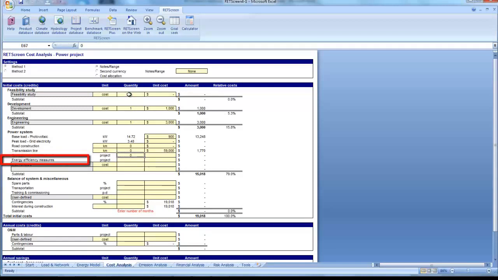The energy efficiency measure cell is used to enter the total installed cost for any additional power-related energy efficiency measures for the project. As an example, in Canada in 2006, implementing power-related energy efficiency measures to reduce a base case power system's annual peak load by 10 to 20% cost around $1 per meter squared to $10 per meter squared of building space, depending on the measures implemented. For a house of 200 meters squared, this would be $200 to $2,000.